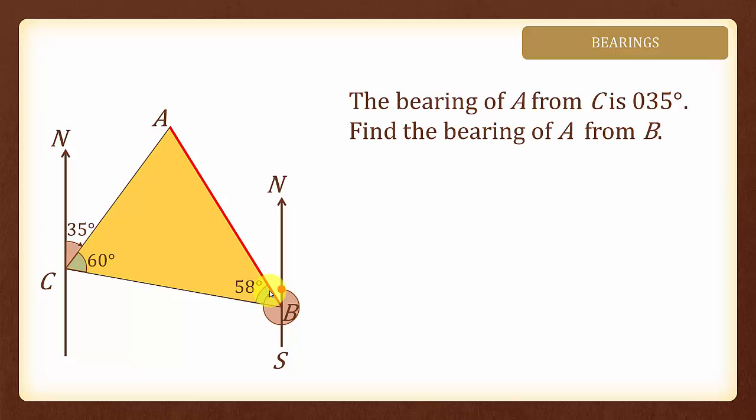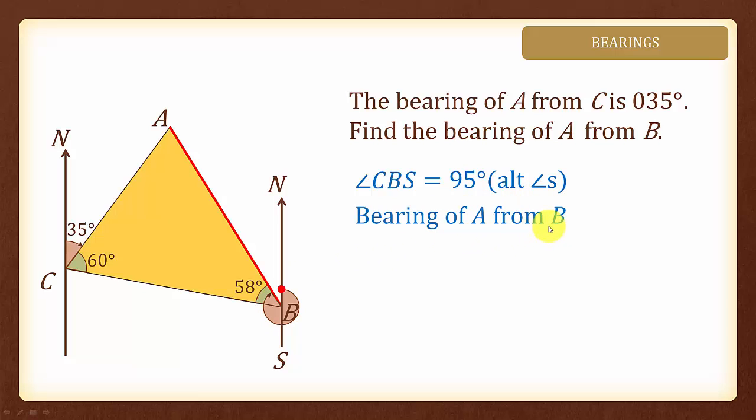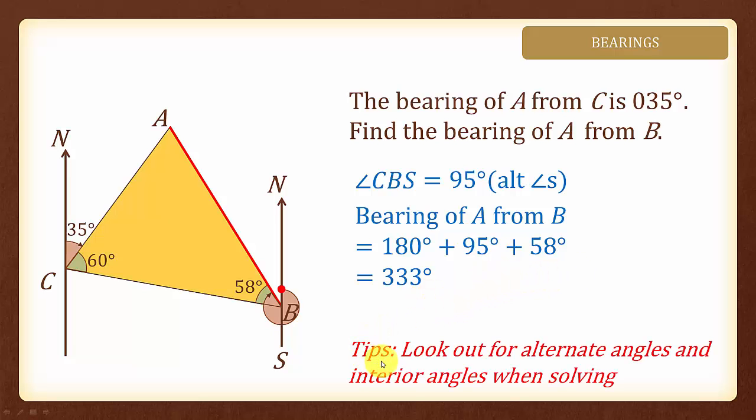Yes, in order to find this angle, we first need to know what's the value of angle CBS. And angle CBS is equal to 95 degrees because of alternate angles. The bearings of A from B is simply now 180 degrees plus 95 degrees plus 58 degrees, which will give us 333 degrees. A useful tip is to always keep a lookout for alternate angles and interior angles when solving problems involving bearings. This is because the north lines that you have drawn will always be parallel.